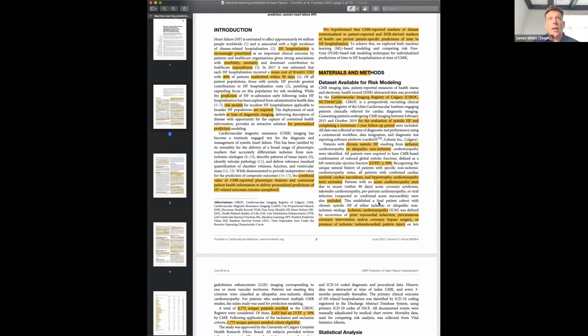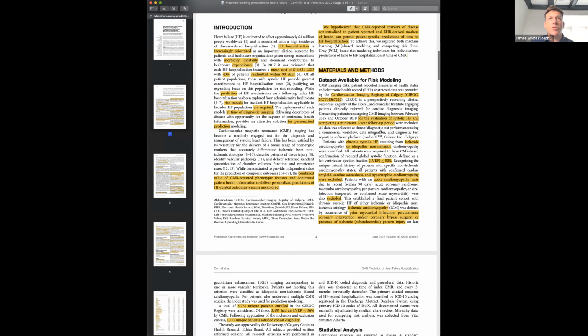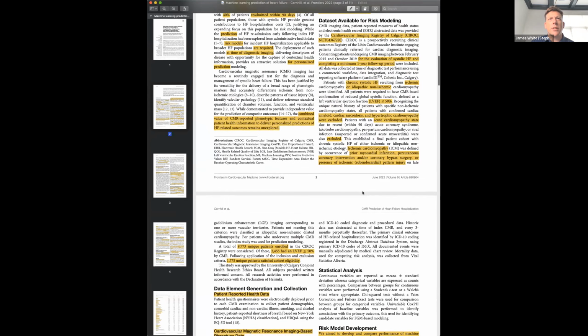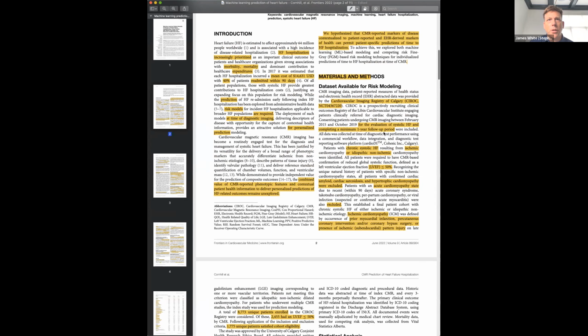So this was based on the Cardiovascular Imaging Registry of Calgary dataset, which is an available dataset for anybody that wants to look at prediction modeling. So I encourage anybody to reach out to us. We're very happy to share our data. And at this time, it was only using the first 4 years of data collection. We've now doubled the amount of patients in this registry. So I think it was around almost 9,000 patients at the time. We're now over 15,000 patients.